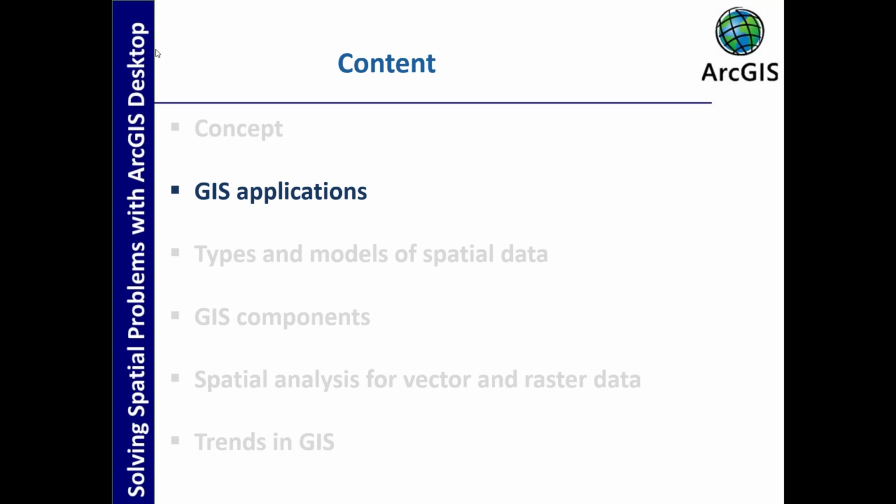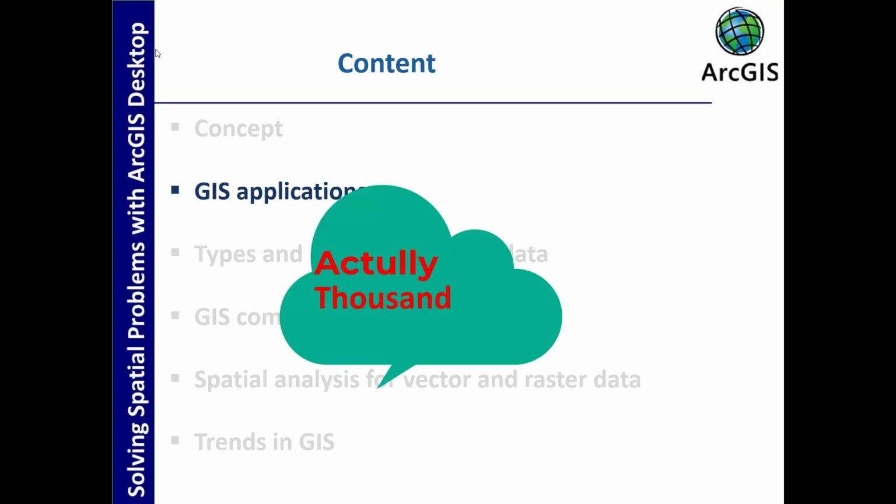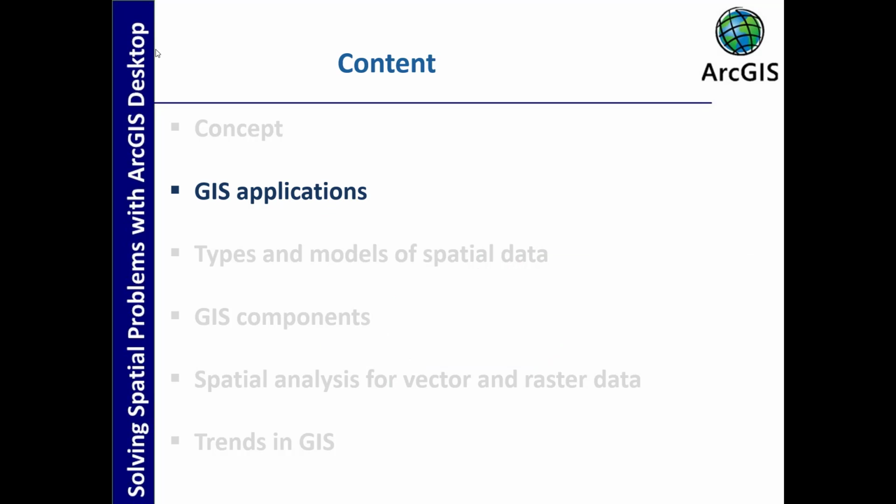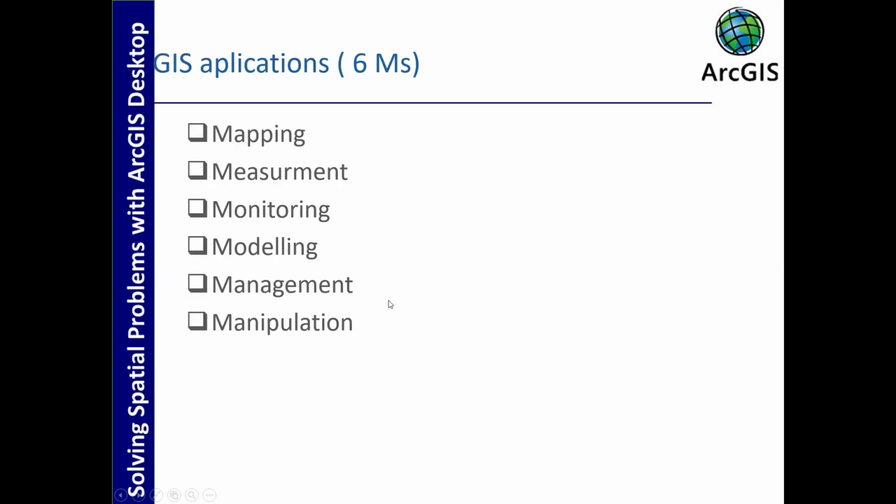I shared with you an address where they selected 100 applications of geographical information system. For the sake of this lesson, I borrowed the consideration of the Cranfield University. They organized the application of GIS in 6 M's, which is mapping, measurement, monitoring, modeling, management, and manipulation. So we can group all the applications in this area.